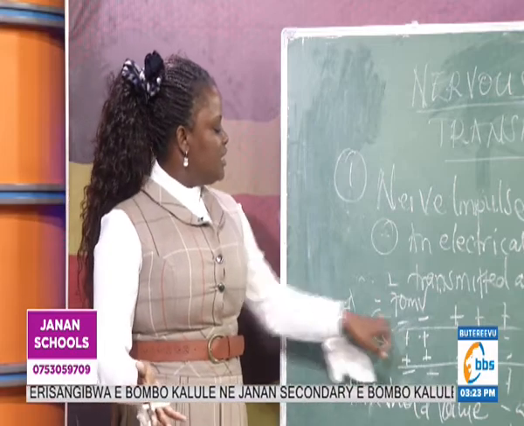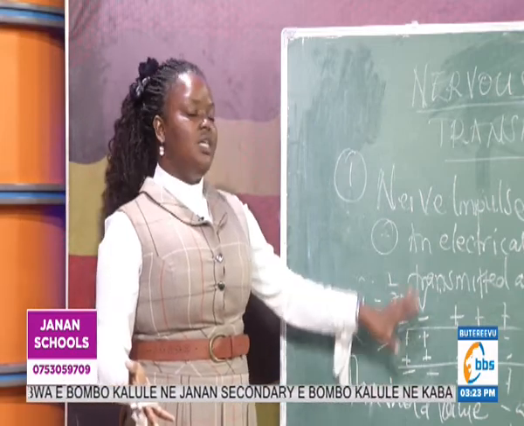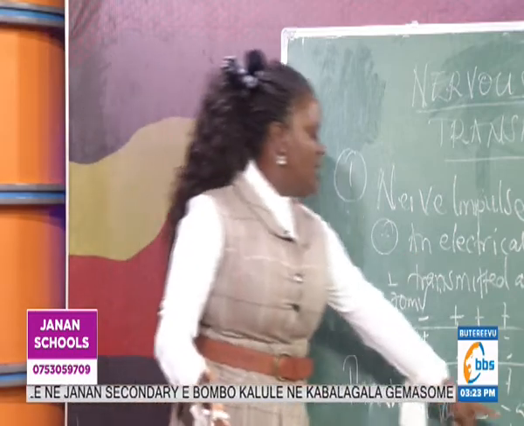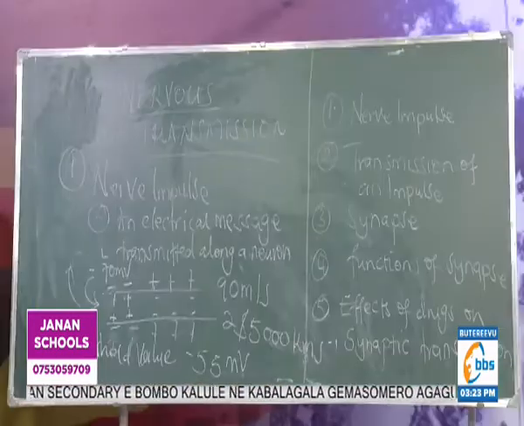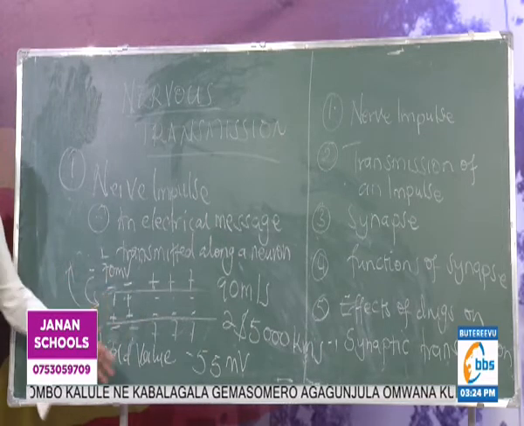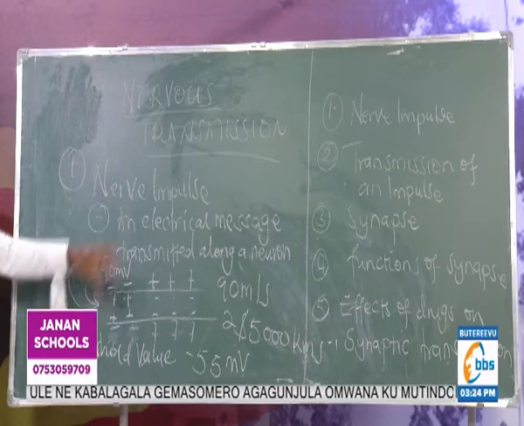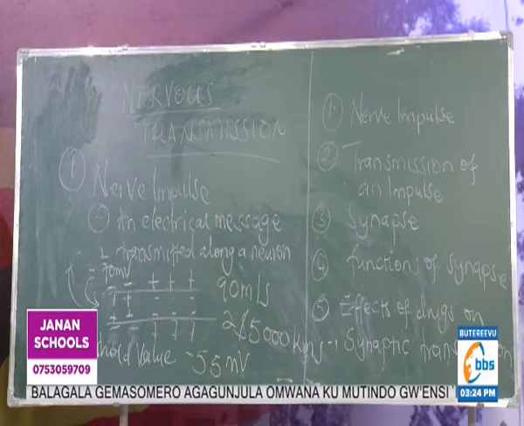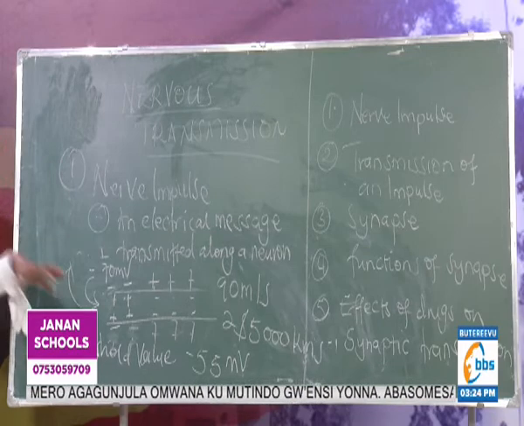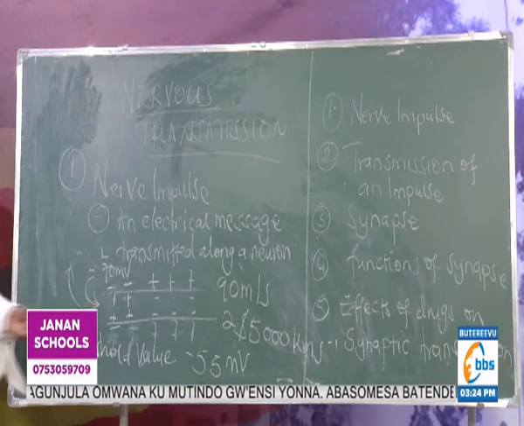So long as this altered change in the ion concentration across the membrane reaches a value we call negative 55 millivolts, which is the threshold value, then the stimulation will be enough to fire off what you call an electrical potential, or an action potential, or a nerve impulse. So that is how a nerve impulse is fired in your neuron.